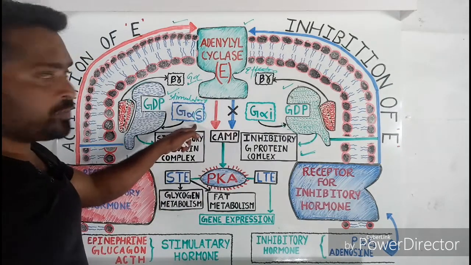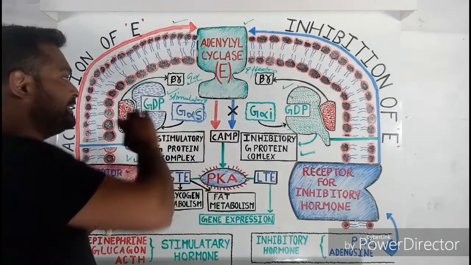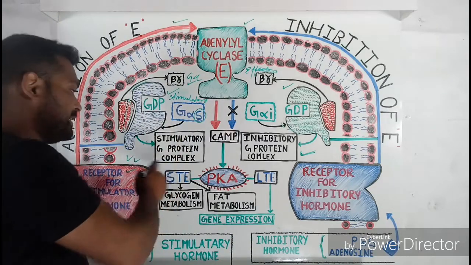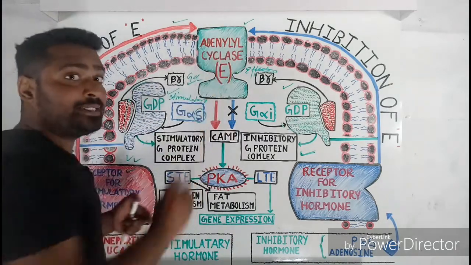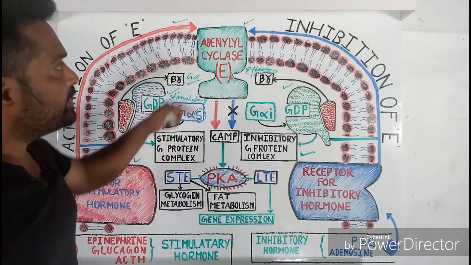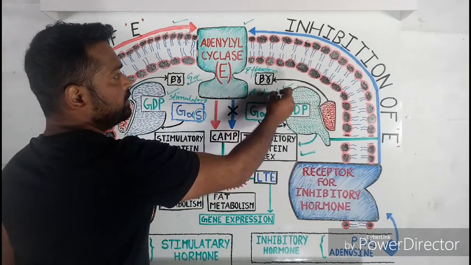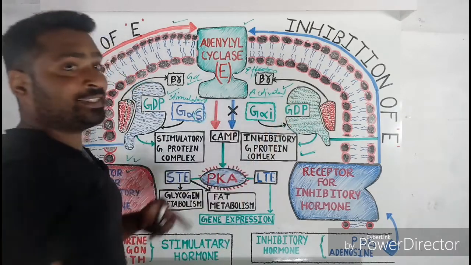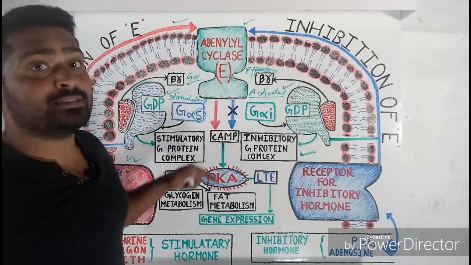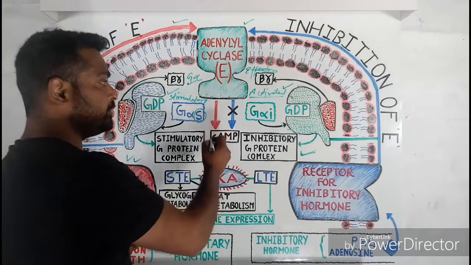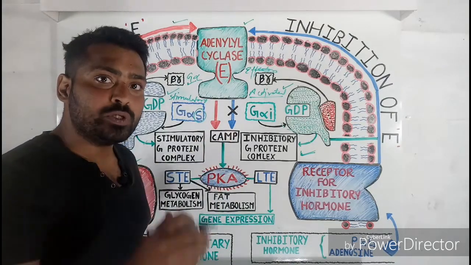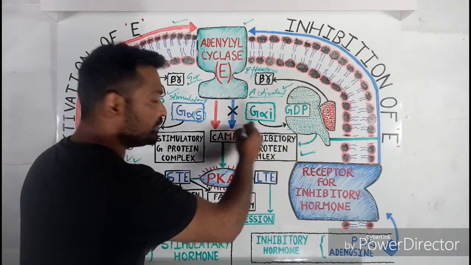So this G-alpha subunit, after it is detached from the trimeric G protein and the receptor, will go and bind to the adenyl cyclase, and this enzyme would be activated. And we know what activated adenyl cyclase is going to do. It would convert the ATP to cAMP.